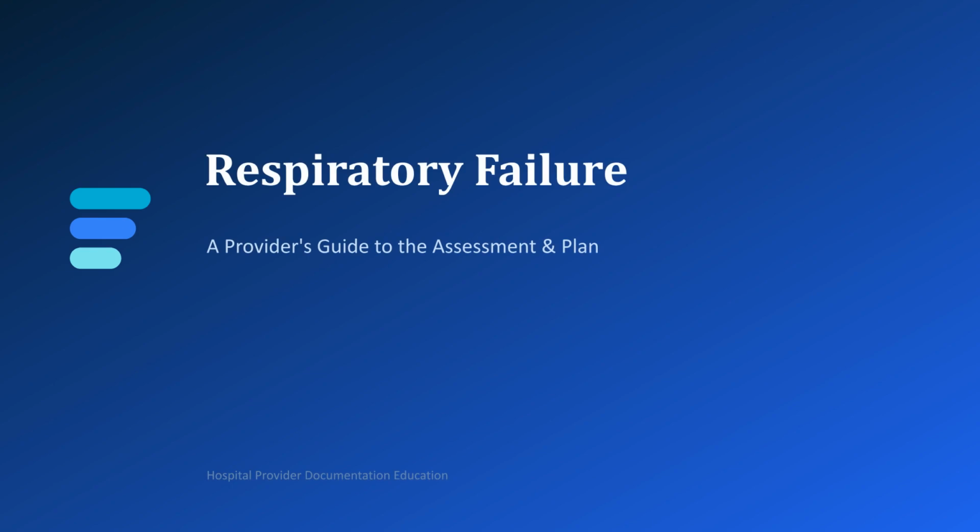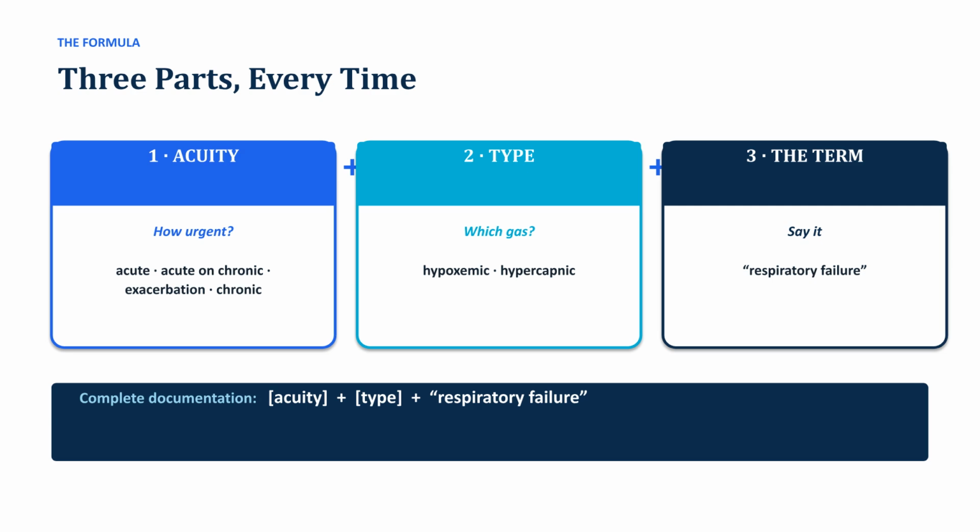Welcome to this guide on documenting respiratory failure. It is a high-value diagnosis that is often underdocumented. To ensure accuracy, follow a simple formula. Every time you document respiratory failure, it should consist of three specific parts: the acuity, the type, and the phrase respiratory failure. The formula is straightforward.